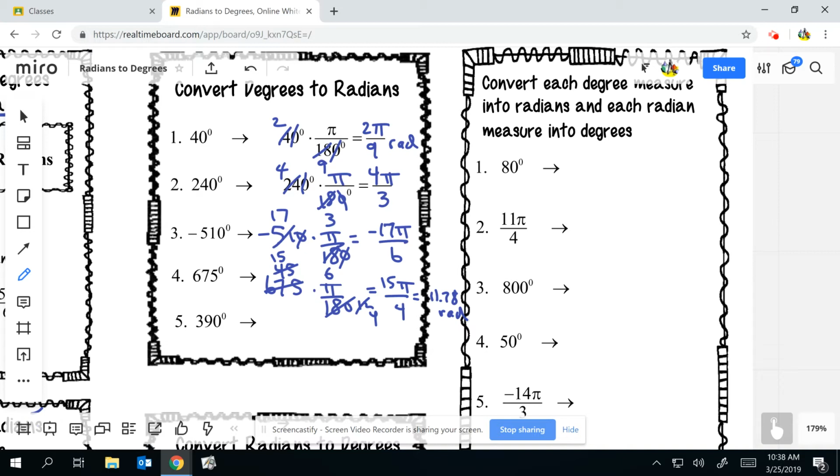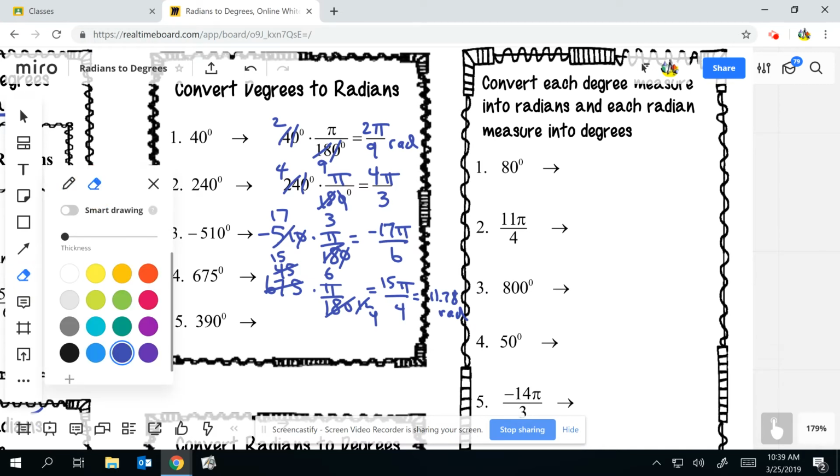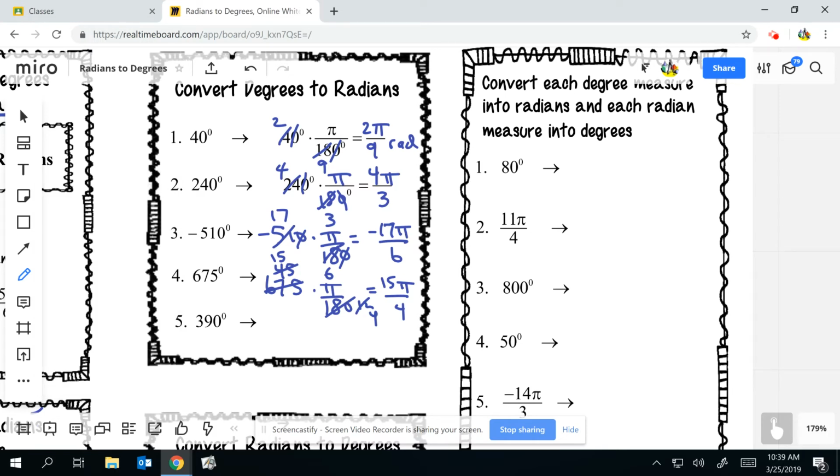But what answer is better? Should I leave it as 15 pi over 4 radians, or should I leave it as 11.78 radians? What if it said find the exact answer? Does exact mean change it to decimal, or does that mean leave it as a fraction? Leave it as a fraction. These are more accurate answers. Leave them as fractions. I wouldn't change them to decimals unless it asks you to, unless your answer is in decimals, or it's asking you to round it to the nearest tenth or something. Otherwise, simply leave it as a fraction.